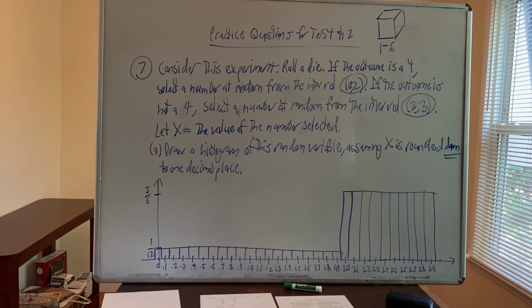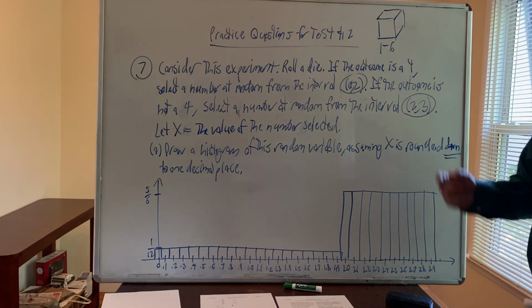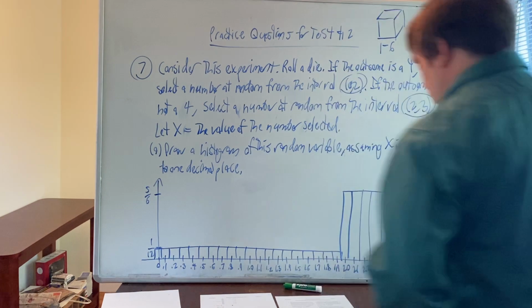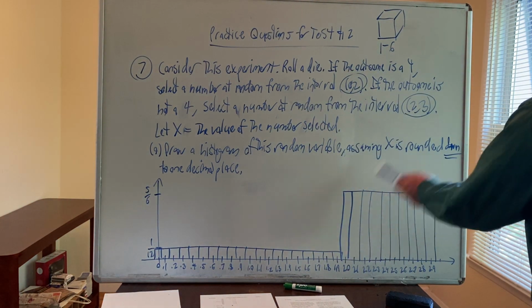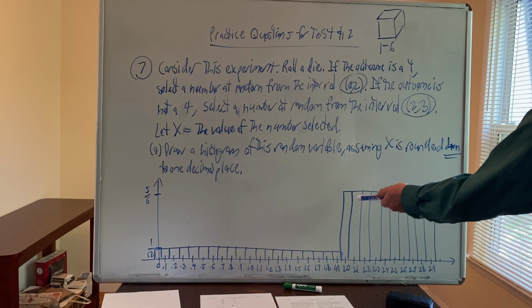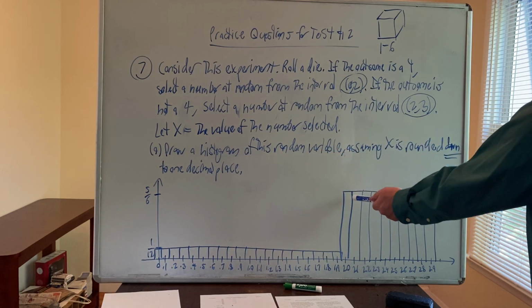And so that will be 5/6. So drawing a histogram for this random variable, assume x is rounded down to 1 decimal place. It could be rounded down to 0 and have 1/12 chance. It could be rounded down to 2. It could be in this interval, rounded down to 2 to the nearest decimal place, to 1 decimal place.